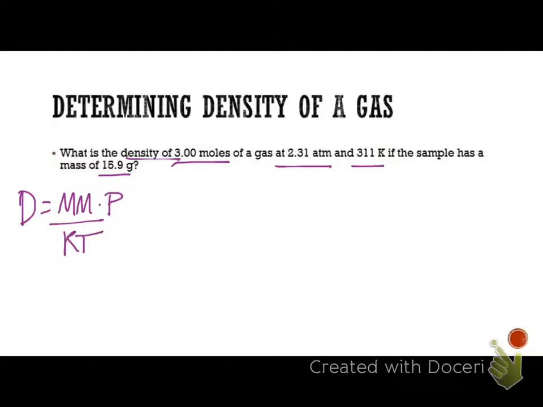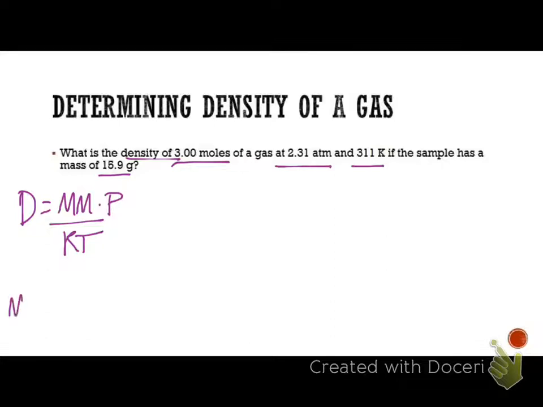So we don't need to do any converting as far as atmosphere or Kelvin because it's in the units that we need, but we're going to need a molar mass. And it didn't tell us what gas or what sample. Yeah, it's a gas, obviously. We're doing the gas levels. So it didn't tell us what our molar mass of the gas is, but it did give us enough information that we could figure that out.